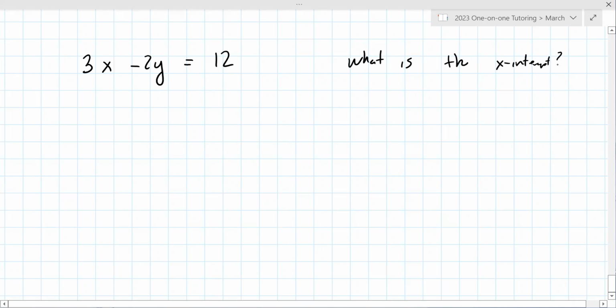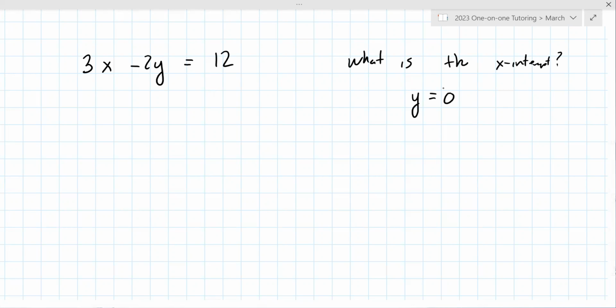All right, so let's look at a couple of new problems here. Let's say it's 3x minus 2y equals 12, and I ask you the same question. What is the x-intercept? Okay, so that means, again, that y is 0. Do you see that? Yes, I got it.